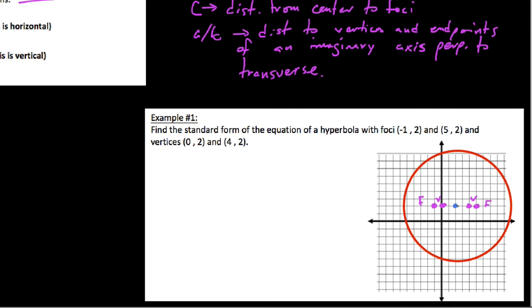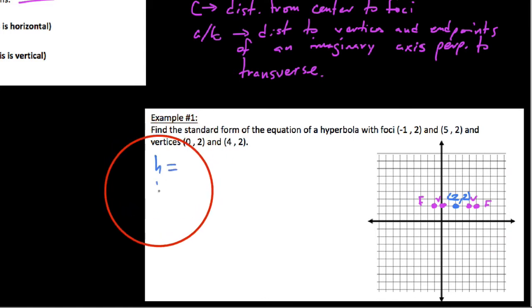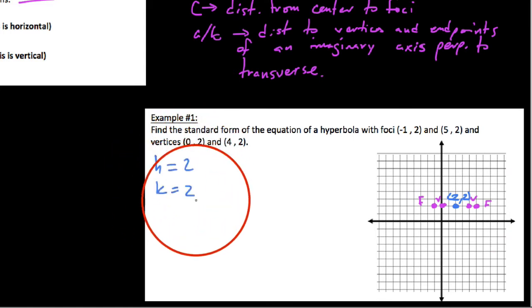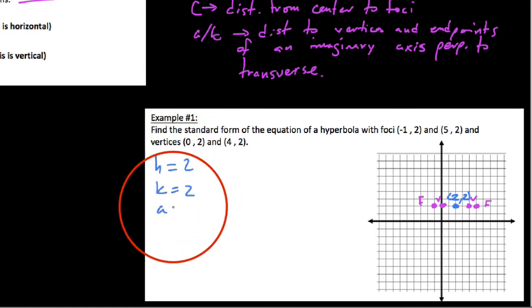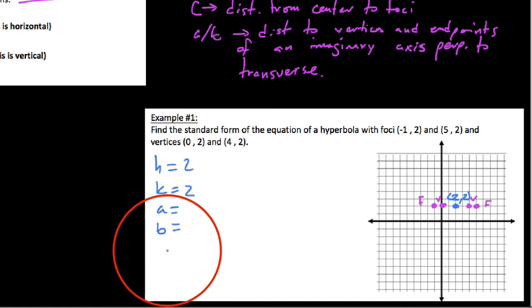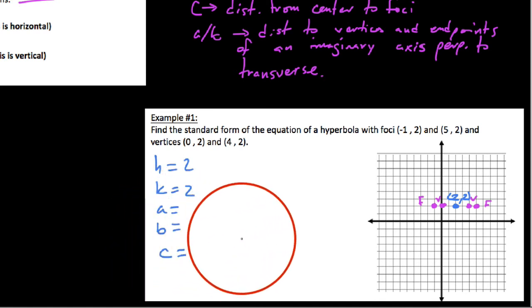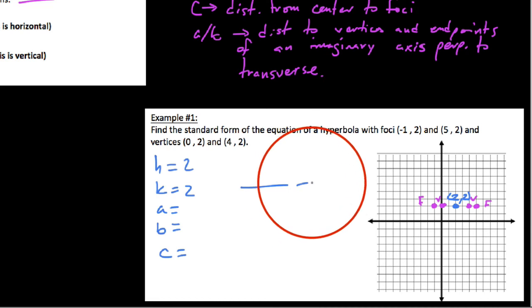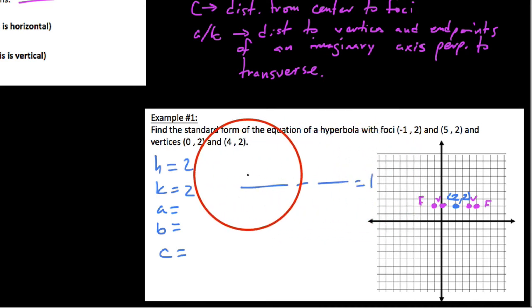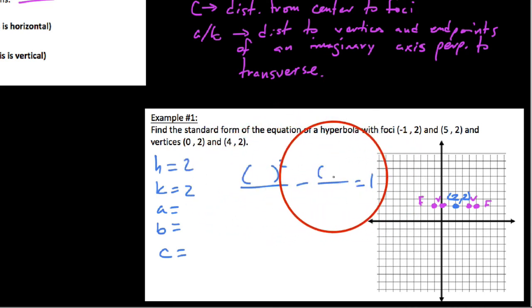Well, I know that the center must be here, and this is the point (2, 2). So in terms of the grand scheme of things, we already know h and k to be 2 and 2. We just need to know a and b if we're going to write the equation of this. And I think we know c here. So I'm going to write all this in. And then the other thing I'm going to write in is basically this. In terms of the equation, we're going to get something that looks like this.